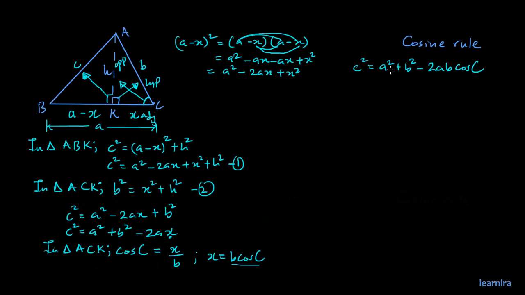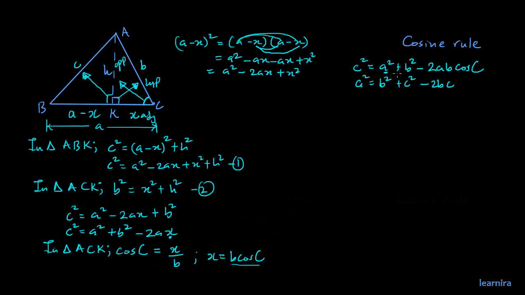Now this here is called the cosine rule. And if we try the same thing, we can also get a squared is equal to b squared plus c squared minus 2a, no, not 2a, 2bc.